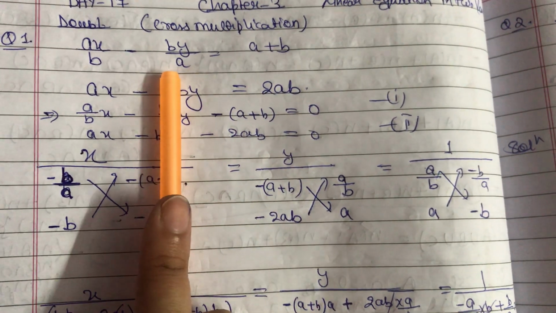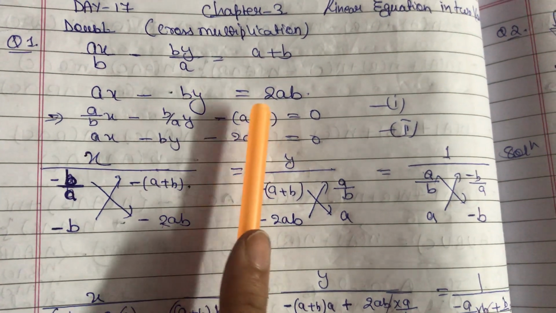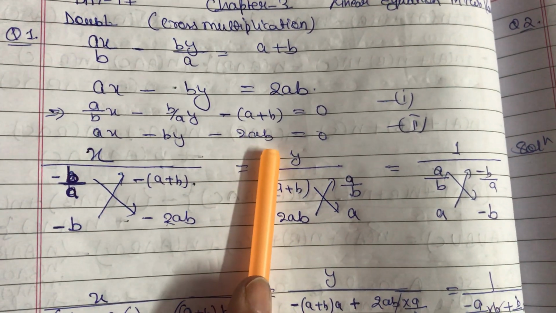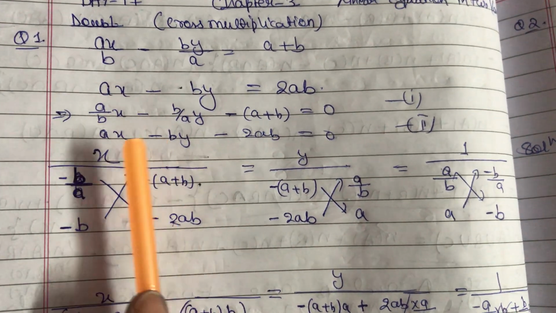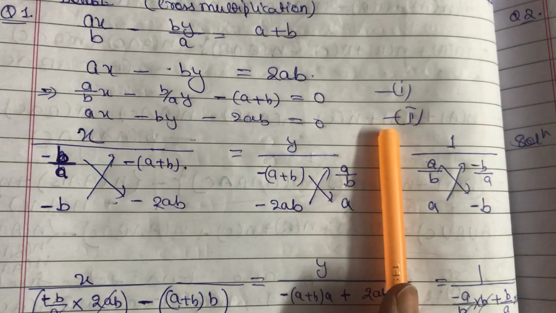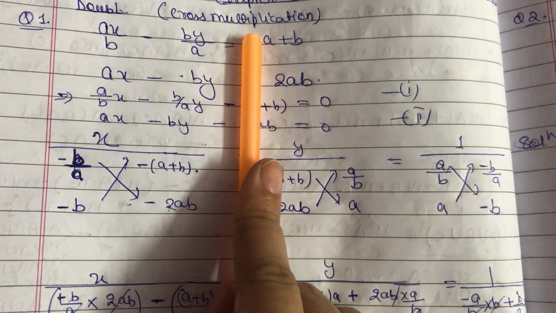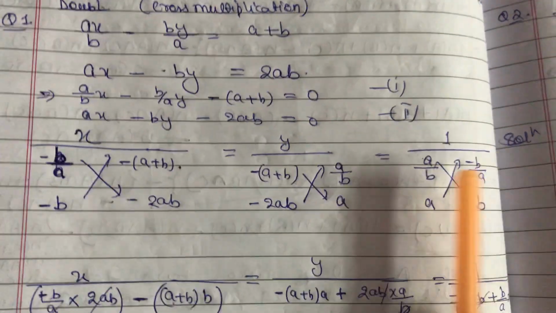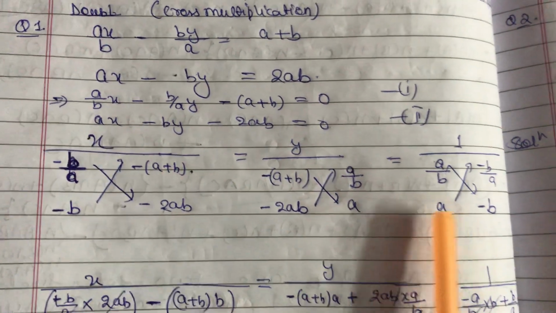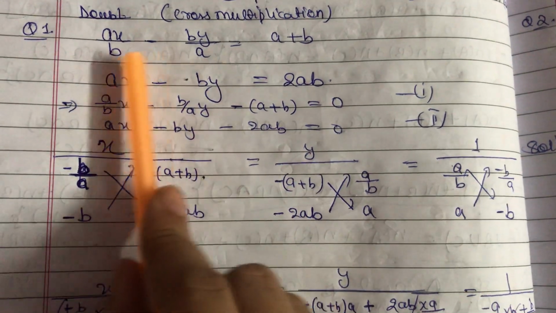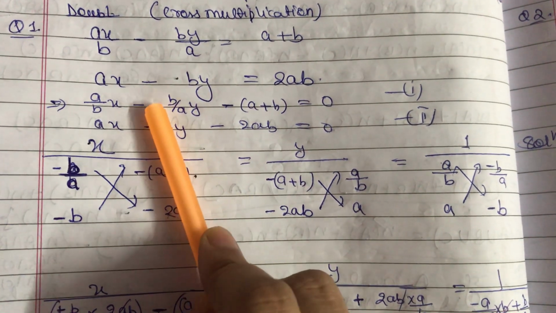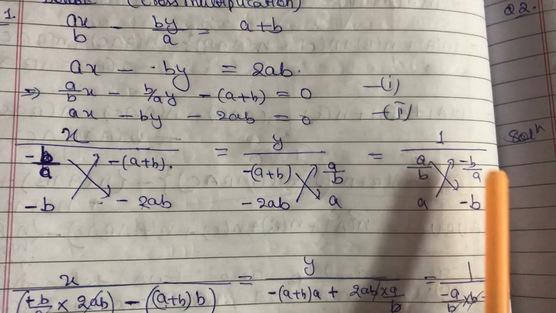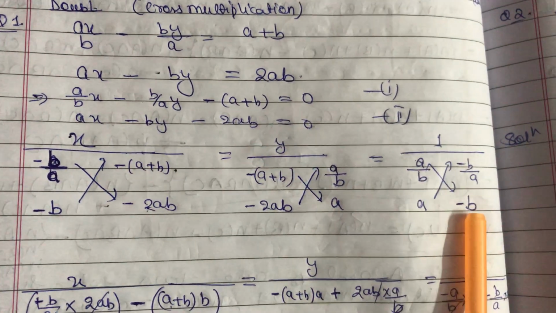Similarly for y, if I hide this, the terms are minus (a plus b), minus 2ab, and the next one is a by b and a. Again, if I hide the constant one, what are the coefficients that you are getting? That is a by b, so I have written a by b, and below it I have written a. After that, the next coefficient is minus b by a, so I have written minus b by a, and then minus b.